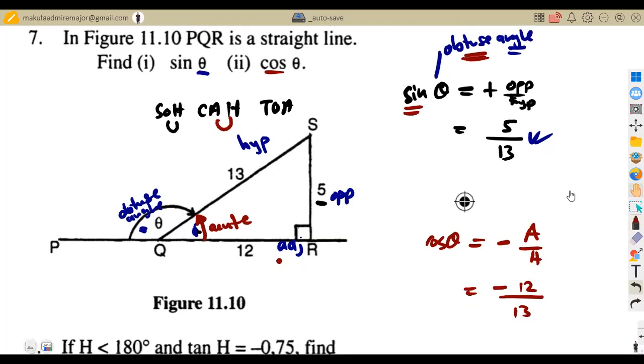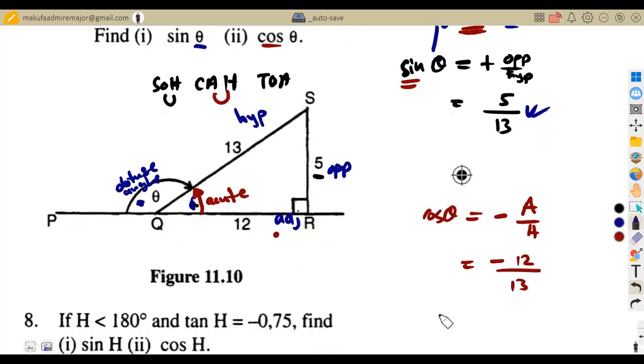The same thing, if they asked us for tan, we're going to have the same concept. Tan theta, tan is a negative because we're talking about theta being an obtuse angle. So that is going to be negative opposite over the adjacent. So we are going to fill in minus our opposite there, which is 5, over the adjacent, which is 12. So that's how we answer these questions.